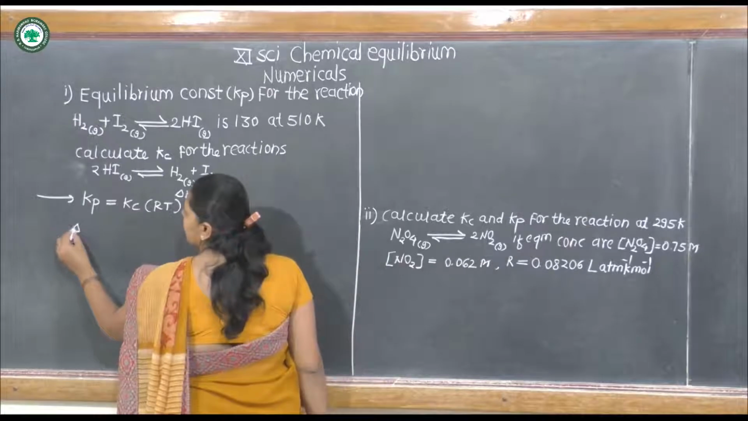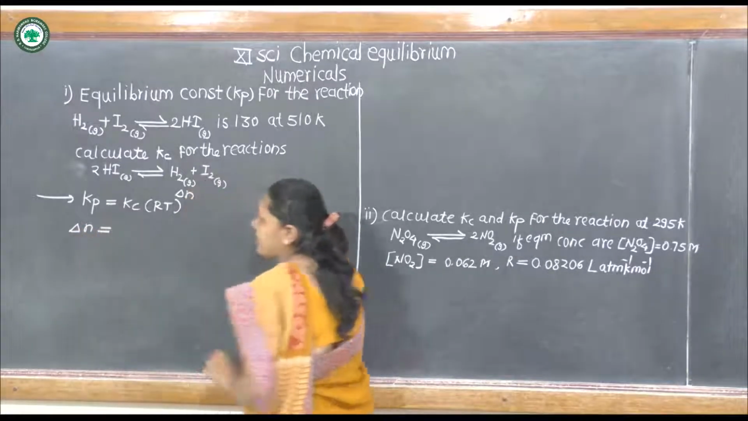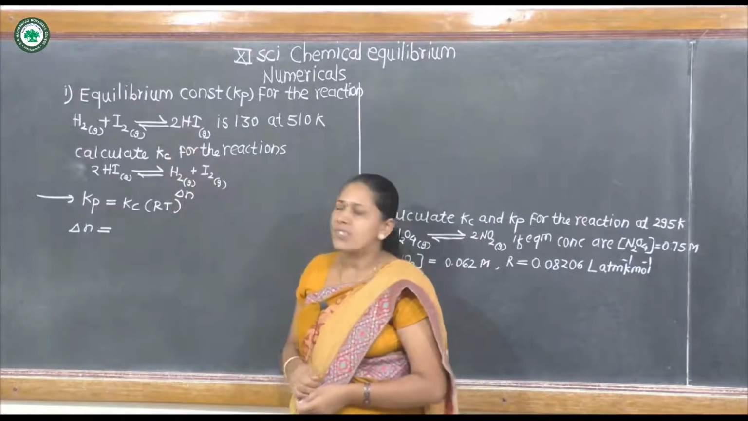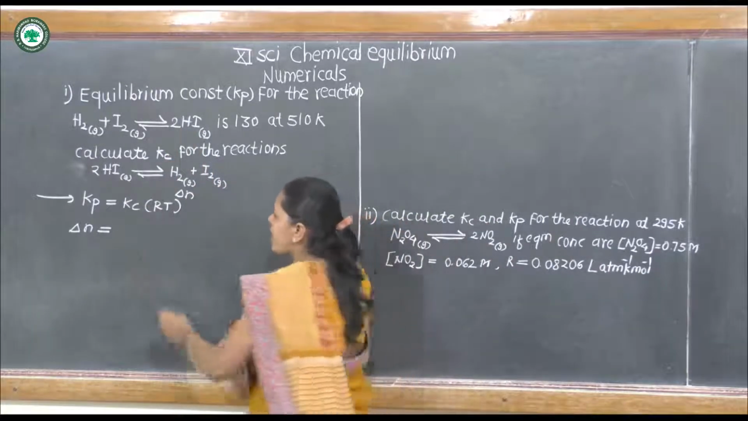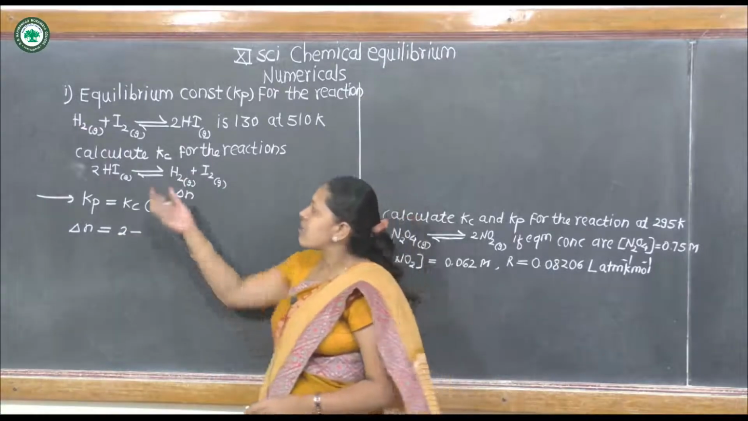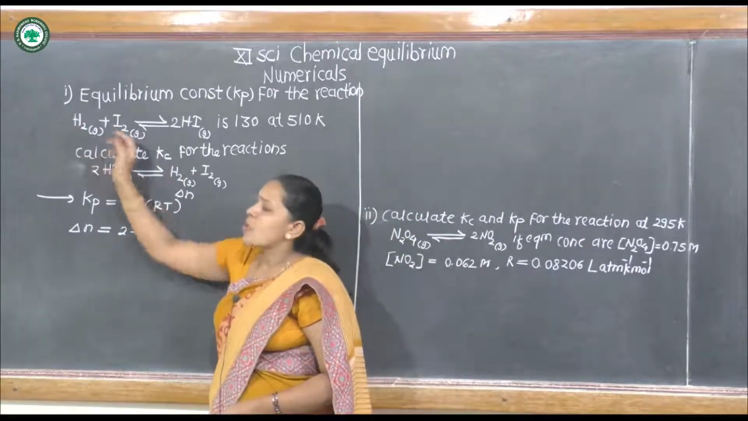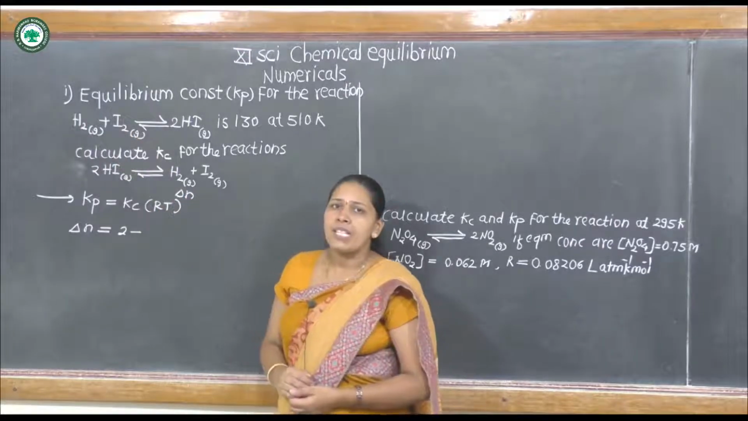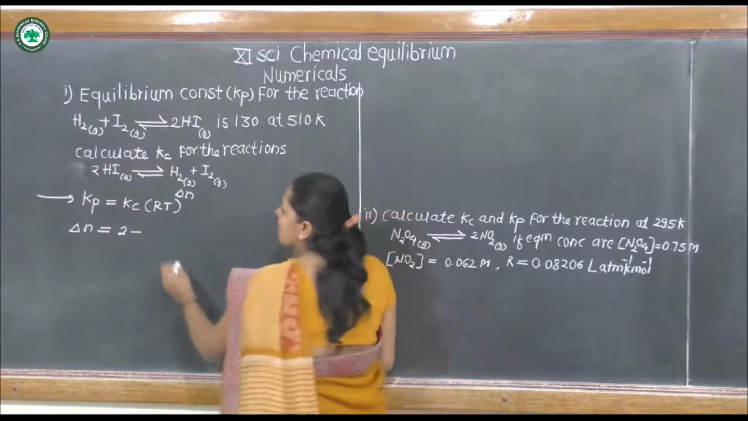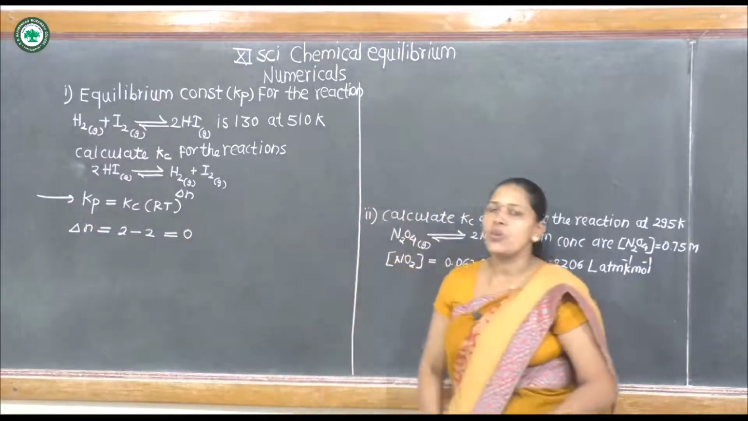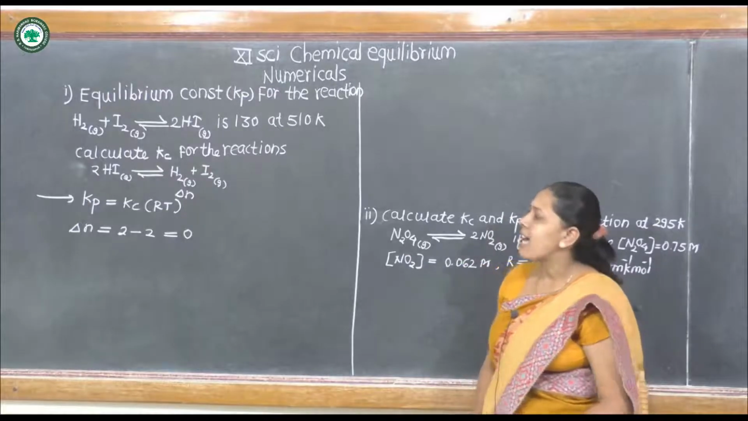First of all, we calculate the value of delta n. Delta n is the number of moles of gaseous products, that is 2, minus the number of moles of gaseous reactants. The number of moles of hydrogen gas is 1 and of iodine gas is also 1. 1 plus 1 is equal to 2. 2 minus 2 becomes 0. This is the value of delta n.